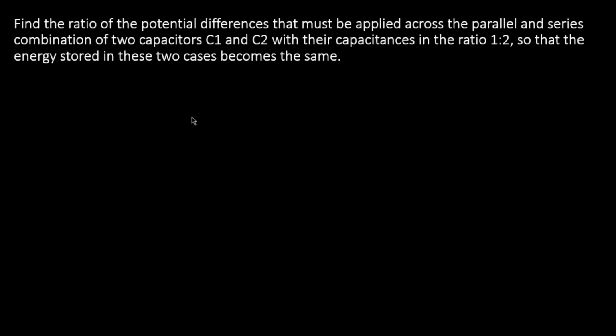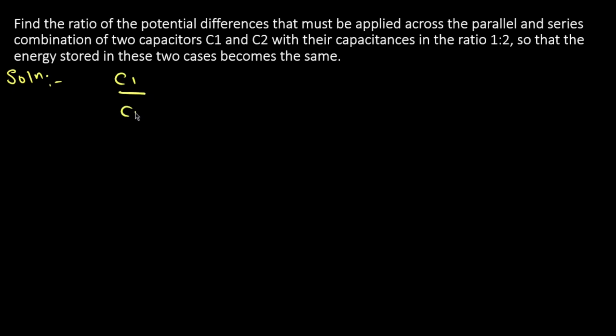Find the ratio of potential difference that must be applied across a parallel and a series combination of two capacitors C1 and C2 with their capacitance in the ratio 1:2, so that the energy stored in these two cases becomes the same. So solution, we have two capacitors C1 and C2.